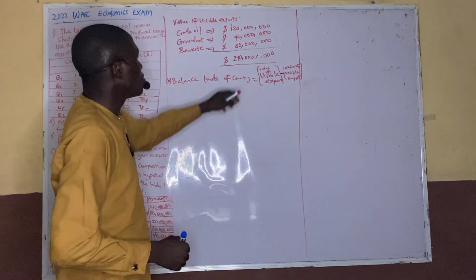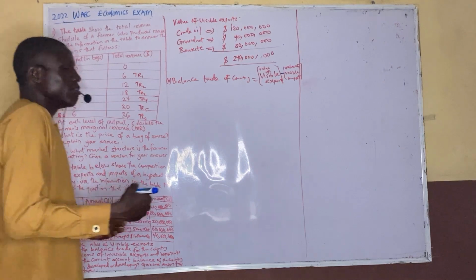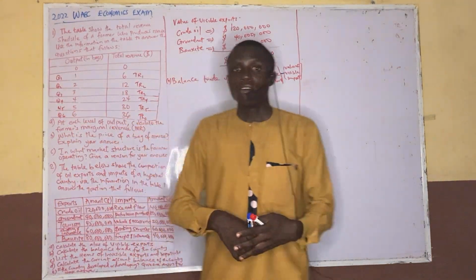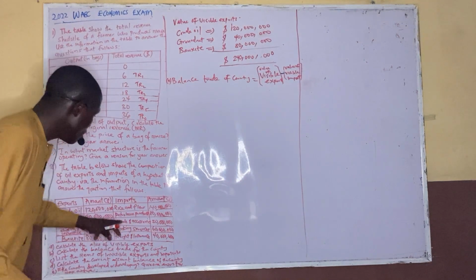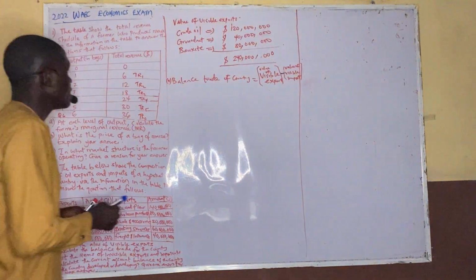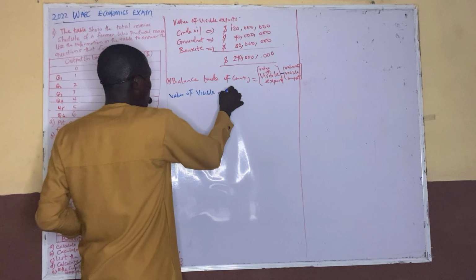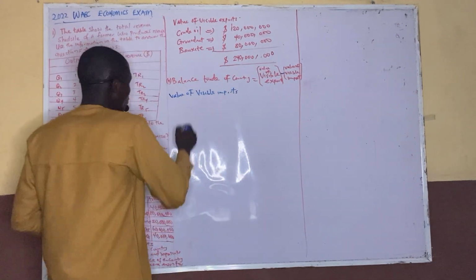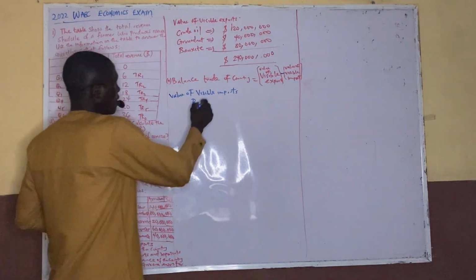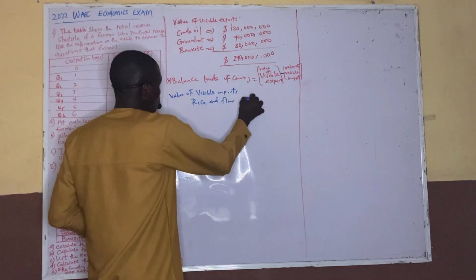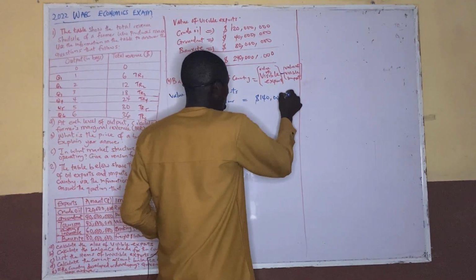So, we've calculated the value of feasible exports. Now, let's calculate the value of feasible imports. What are the goods that are feasible that are imported from other countries? Now, look at this. We have rice and flour, they are feasible. So we are trying to calculate the value of feasible imports. One of the products that is feasible on the import side is rice and flour. That is $40 million.